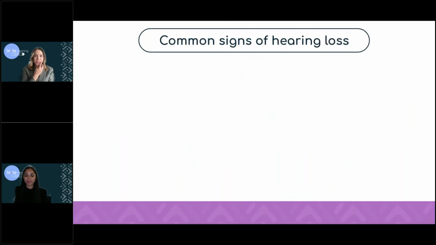So now I want to get to know a little bit of why you're here. I'm sure there's a reason why you signed up. Maybe you're just curious about OTC hearing aids. Maybe you're curious about hearing aids in general. Maybe you've started to notice some of these common signs of hearing loss.